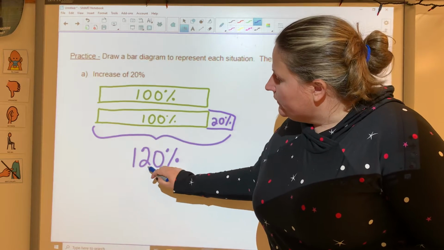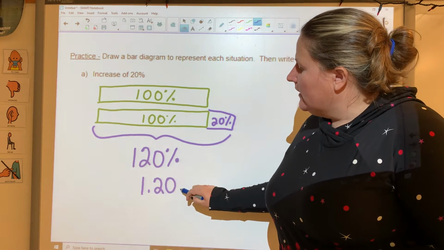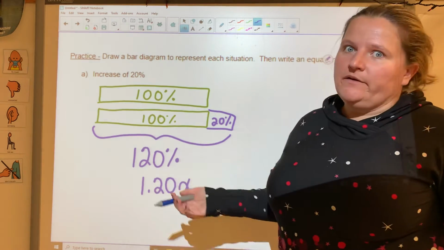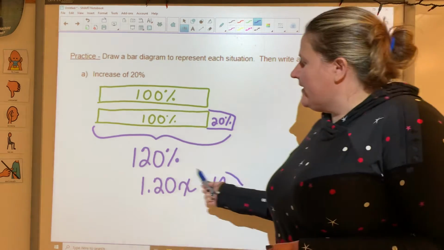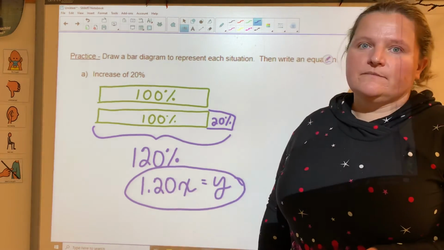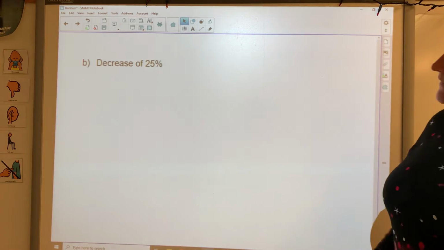If I'm gonna represent this using an equation, I'm gonna write my 120% as a decimal, which is simply move it over 2 spots, 1.20 times whatever it is, we don't know, equals Y. And that's how you write an equation. So we'll try one for a decrease.